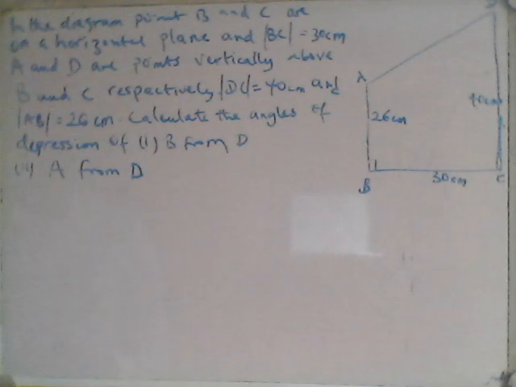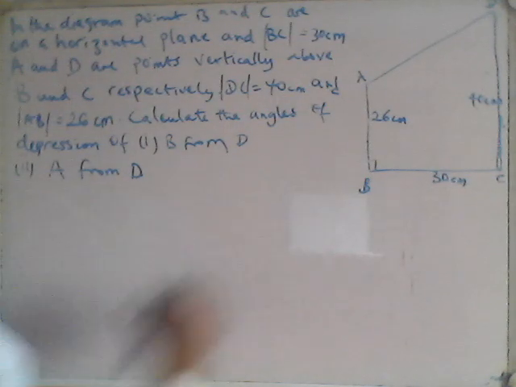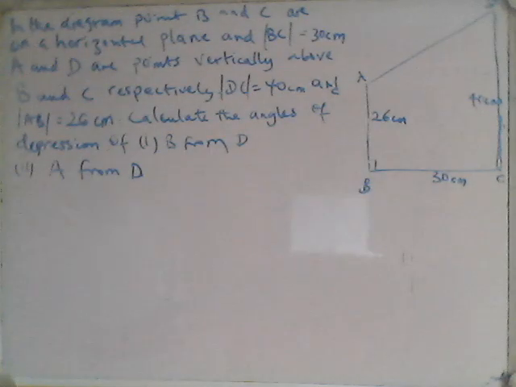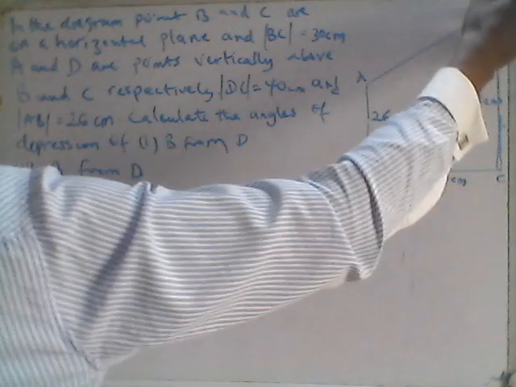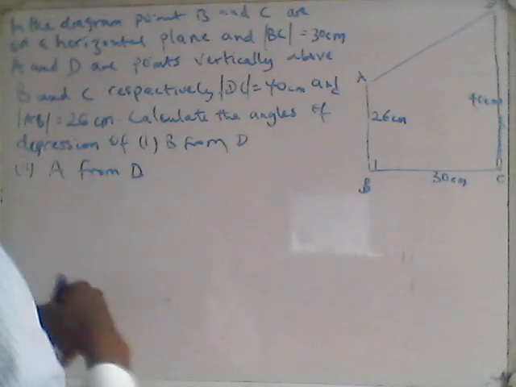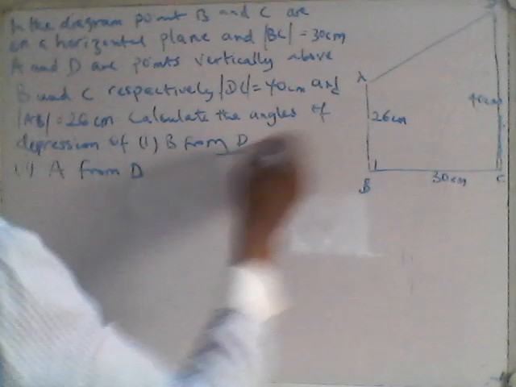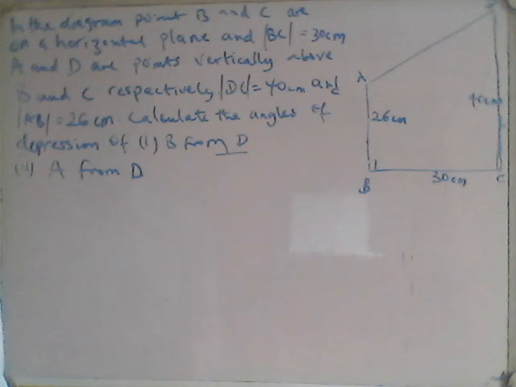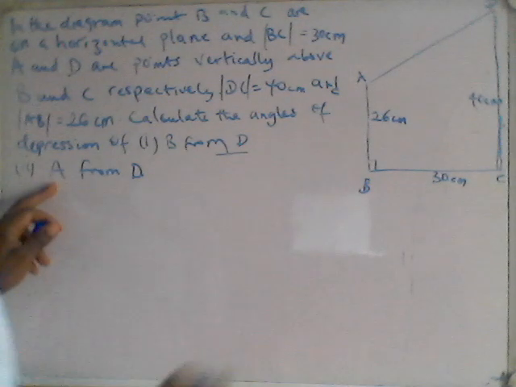Calculate the angles of depression. Number 1, B from D. I told you in the previous question that anytime you see angle of depression, from, where you have from is the reference point. So from D, meaning this is where I'm going to be standing to get the angle of depression. And number 2, A from D.